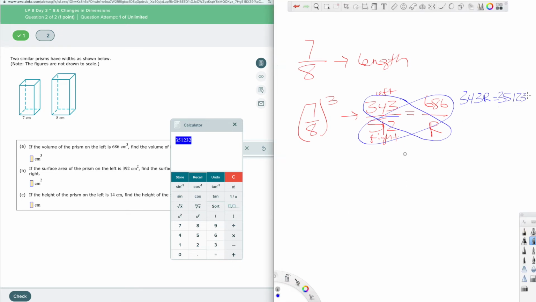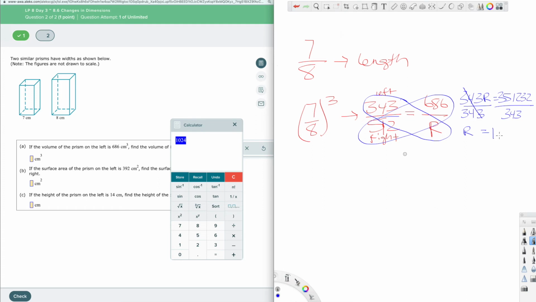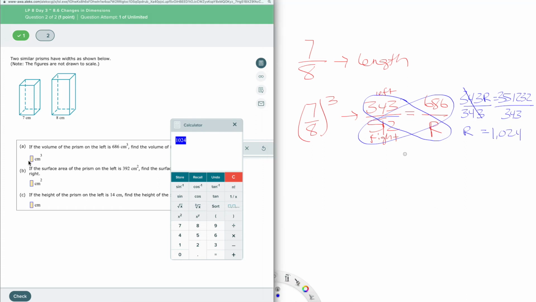351,232. So 351,232. And I'm going to divide both sides by 343 because I want to get R by itself. It's being multiplied. I want to divide so that when I divide 343 by 343, it cancels. I have R equals, I just need to come back over here to my calculator and go divided by 343 equals 1,024. So the volume on the right is 1,024.